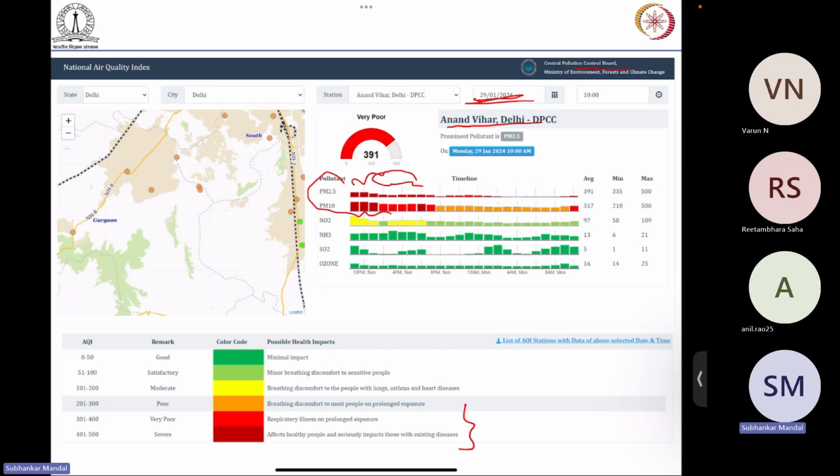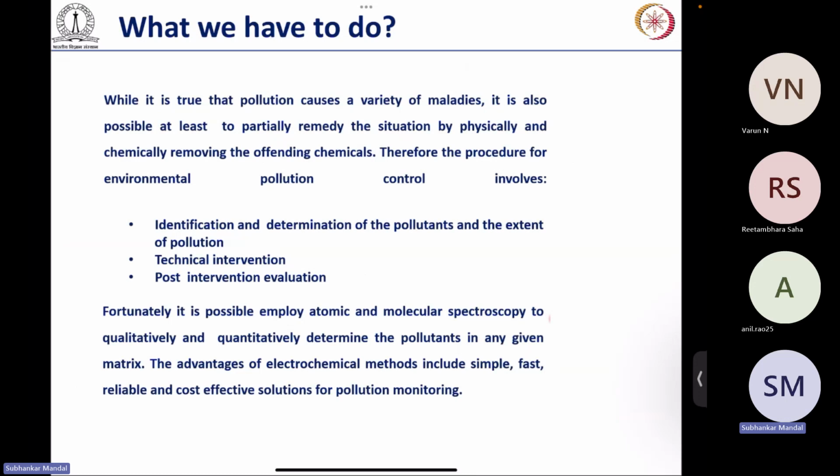Okay, so these things we have discussed. Now the question is, what do we have to do if there is pollution in water or in air? There are three things. One is the identification and determination of the pollutant and the extent of pollution. Second is the technical intervention, so basically you have to develop a technique where you can detect the pollutant and minimize the pollution. And then post-intervention evaluation. So these three things we have to do.